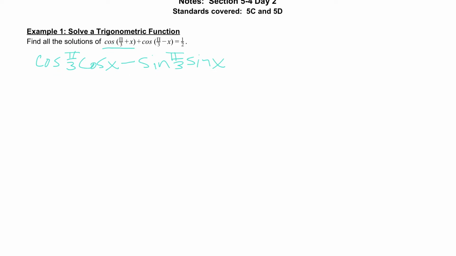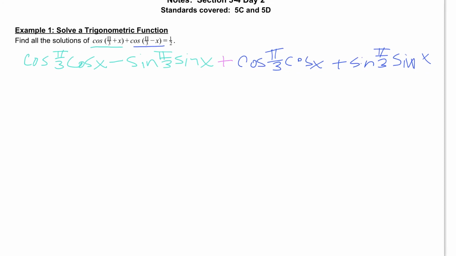Then we're adding to that all this stuff, the cosine now of alpha minus beta. So here we're subtracting. So that formula is the cosine of pi over 3 times the cosine of x plus the sine of pi over 3 times the sine of x. And this is all equal to 1/2.